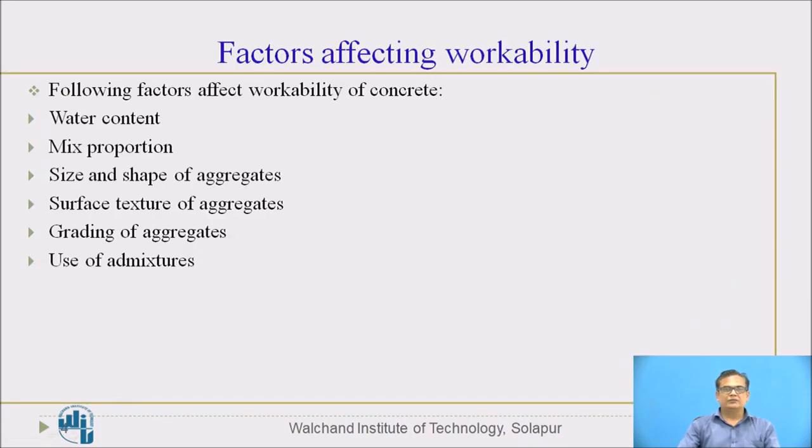Now there are some factors which affect workability of concrete. Which are those? First is water content, then mix proportion, size and shape of aggregates. The larger the size of aggregate, the less the surface area and the more the workability of concrete. Surface texture of aggregate: the rougher the surface texture, the more the surface area and the less the workability. Likewise, grading of aggregates and use of admixtures like super plasticizers, etc. All these factors affect workability significantly.